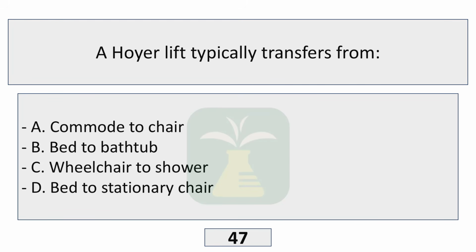A Hoyer lift typically transfers from A. Commode to chair. B. Bed to bathtub. C. Wheelchair to shower. D. Bed to stationary chair. Correct answer: D. Bed to stationary chair. Lifts are for bed to chair transfers.